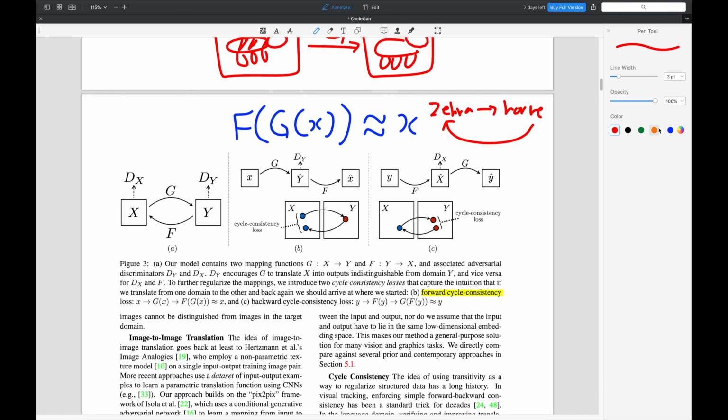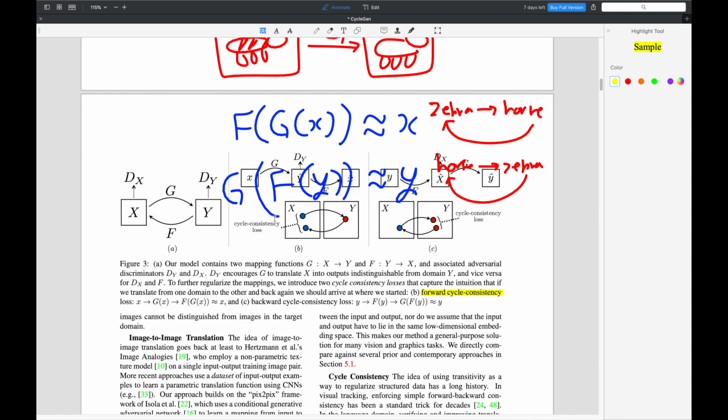And the next case is the backward cycle consistency, where putting Y as the input to F and putting that output to the input to G would be similar to the input Y. This is similar to converting horse to zebra, and when you convert that back to horses, it should be similar to its input. So that was both the forward cycle consistency and the backward cycle consistency. In my opinion, it's a pretty straightforward loss function.